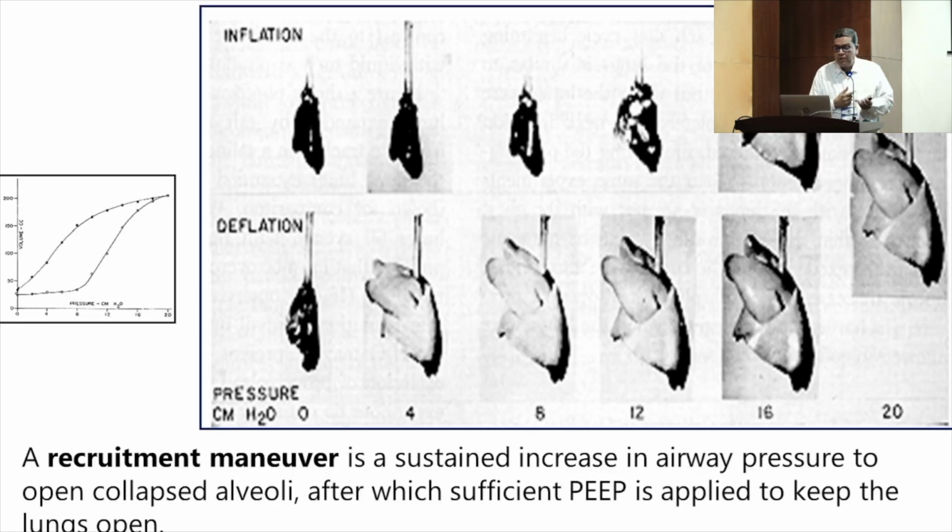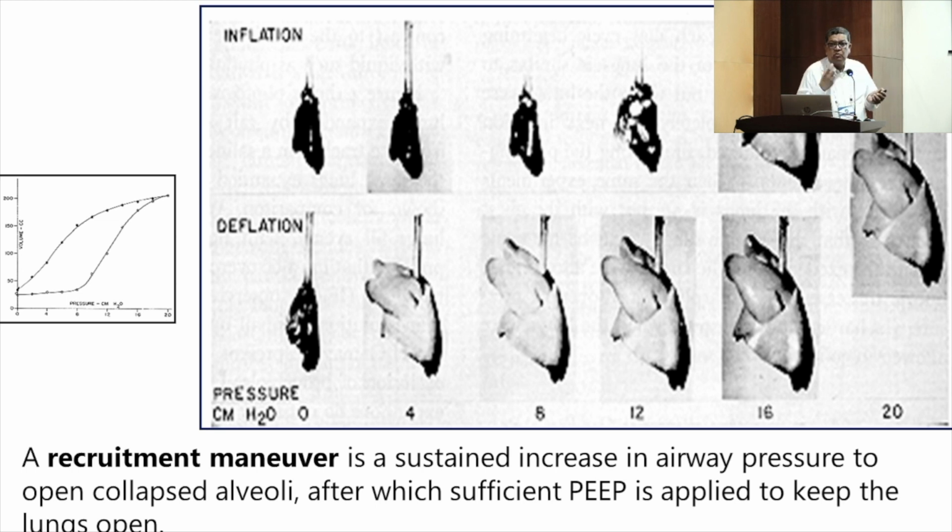Then we come to recruitment. Basically, by recruitment, you give the lung a sustained high pressure for some time, and then you bring the pressure down. What is the logic for this? This is called hysteresis. This is the inspiratory limb of the lung PV curve, and this is the expiratory. There's a difference between them. They're not the same. Why is this? Because it takes a lot of pressure to open up the lung. See, the lung doesn't open up till you bring the pressure to 16. But once it is open, even if you bring the pressure down to 4, the lung remains open.